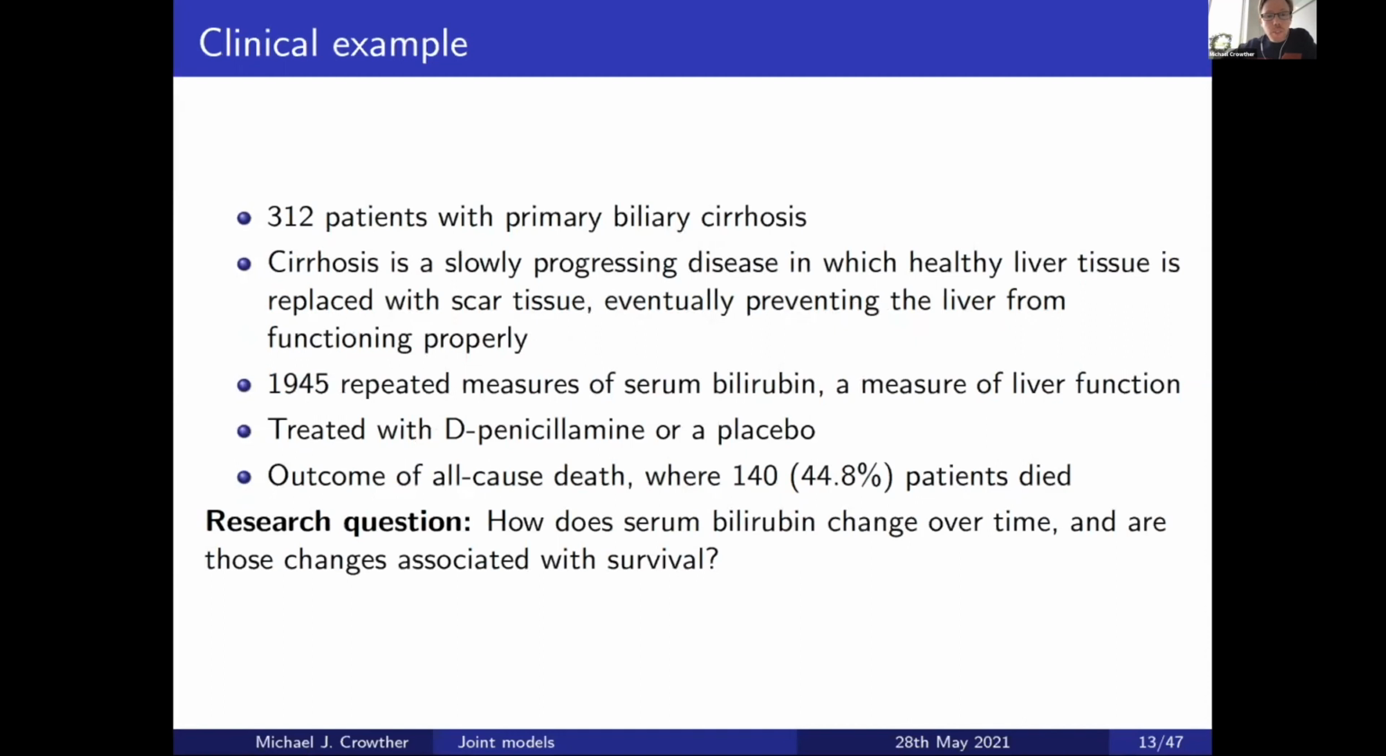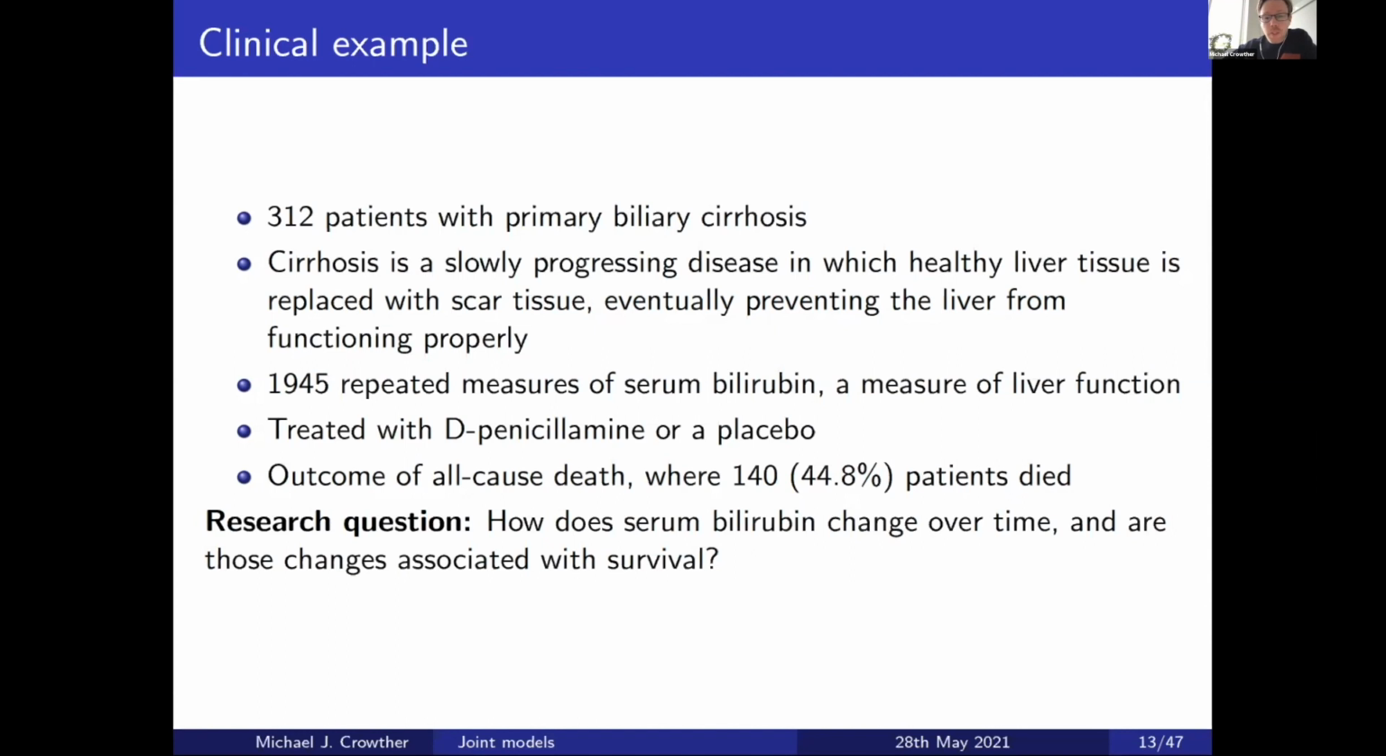Okay, so my example is extremely well known in the joint modeling literature. I think I've used it in at least 3 or 4 papers. 312 patients with primary biliary cirrhosis. Now, cirrhosis is a slowly progressing disease in which healthy liver tissue is replaced with scar tissue, eventually preventing the liver from functioning properly. So the biomarker I'm going to focus on today got just under 2,000 repeated measures of serum bilirubin. It's a measure of liver function.